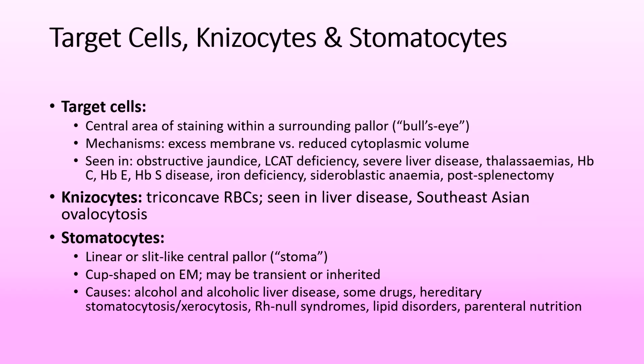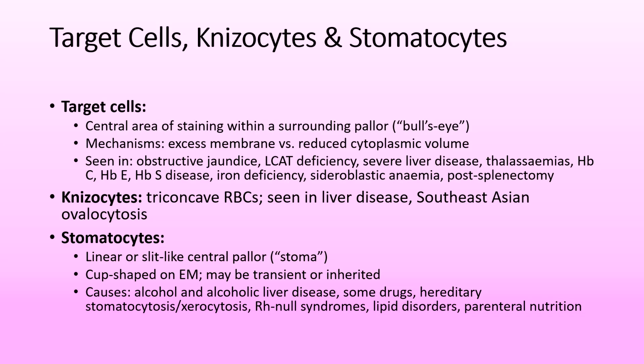Target cells form when there is more membrane than cytoplasm, so that part folds in into a central drop-like thing. When cytoplasmic volume shrinks disproportionately, you produce target cells. In liver disease, altered lipids cause the membrane to expand, and in thalassemia and iron deficiency, the main issue is low hemoglobin content. So in both of these, you can have target cells.